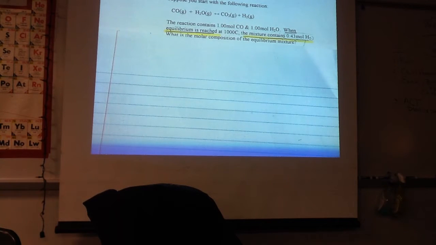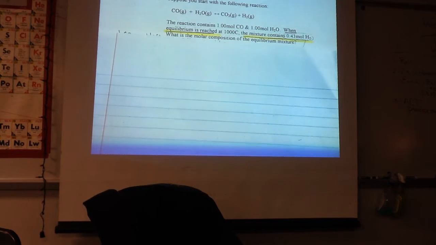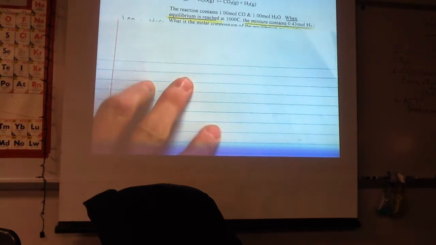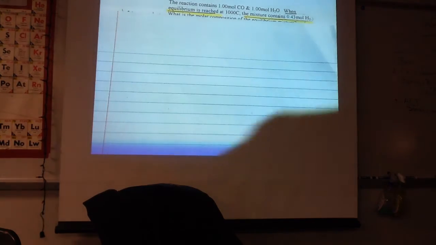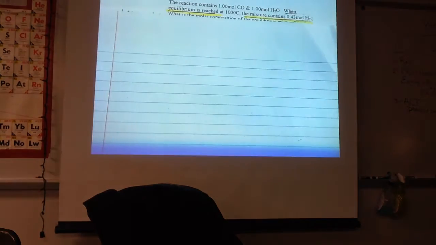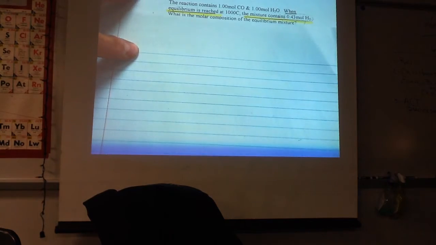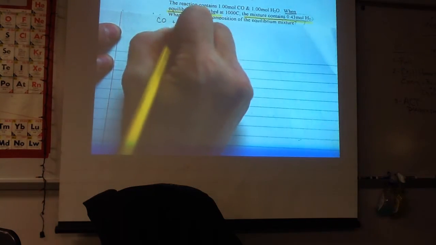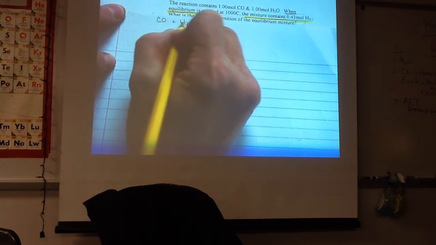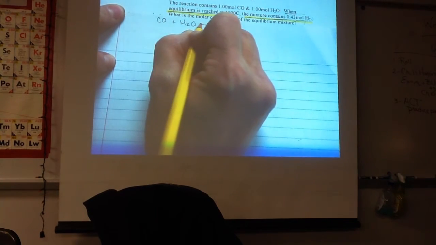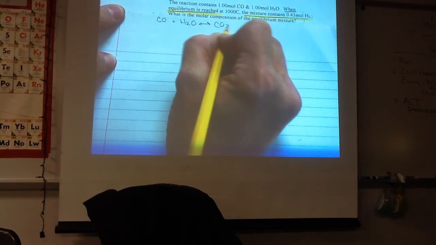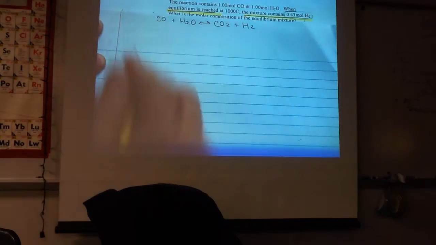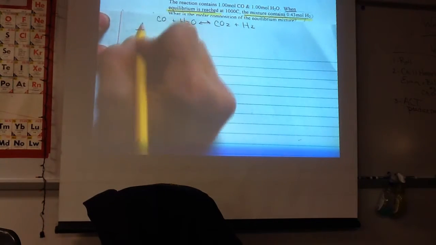So the first thing you're going to do is learn how to do what's known as setting up an ICE table, or an equilibrium table. And so the first thing that you're going to do is rewrite the equation, and you're going to always promise me you're going to do that. Take the balanced equation, put it in your work, and then off in the margin, what you're going to do is have I for initial.